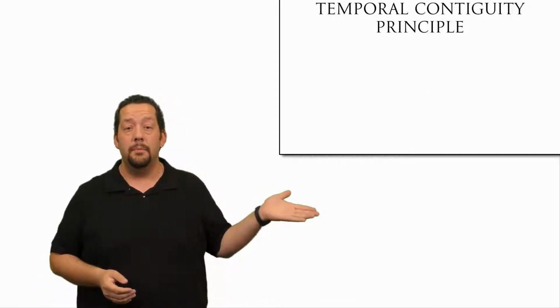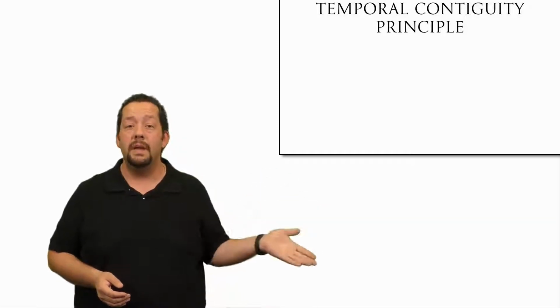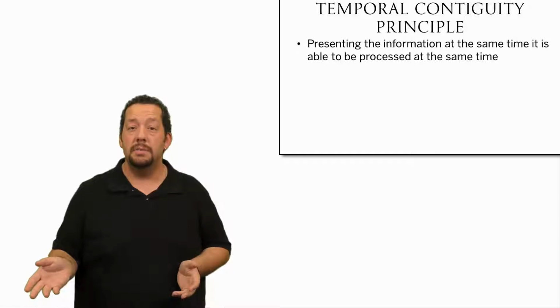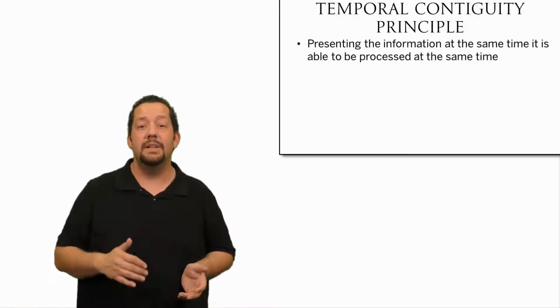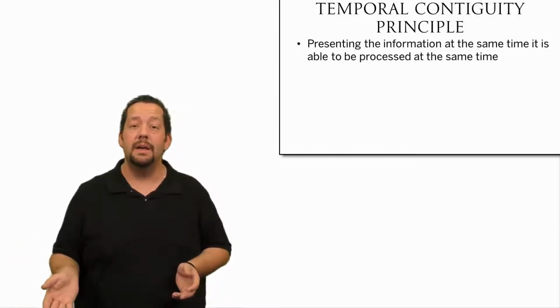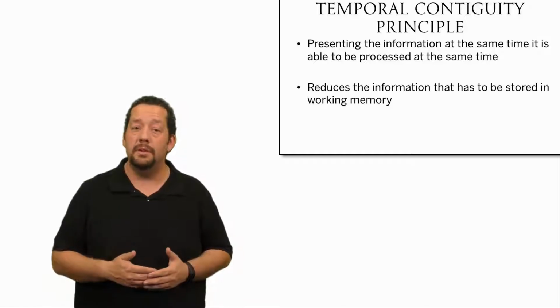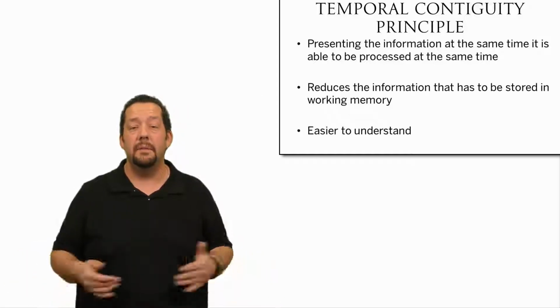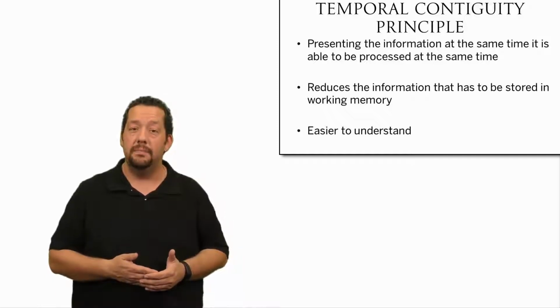To demonstrate the temporal contiguity principle, I will present information about why this principle works. The temporal contiguity principle says that by presenting the information at the same time it is able to be processed, it reduces the amount of information that has to be stored in working memory. Ultimately, it makes the information easier to understand.